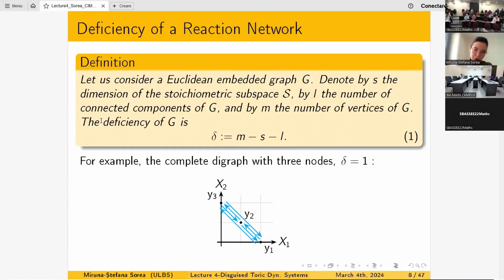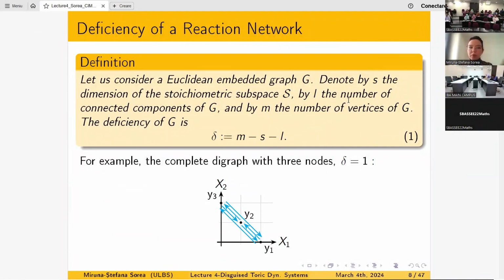What is the deficiency first? So if you have a graph that we say Euclidean embedded graph, take the reactions of the edges and see the space spanned by those edges. That is our stoichiometric subspace S. We encountered it already on Friday and before. And denote by s the dimension of this space, small s here.